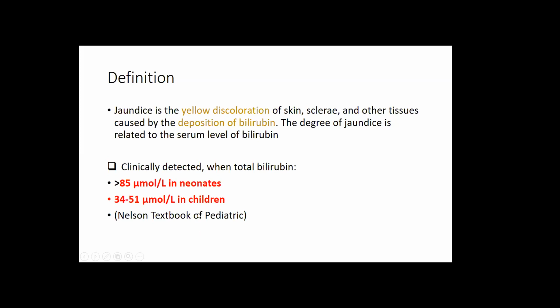So in the Nelson textbook, the bilirubin level is said to be increased if it is more than 85 micromole per liter in neonates, and 34 to 51 micromole per liter in children.